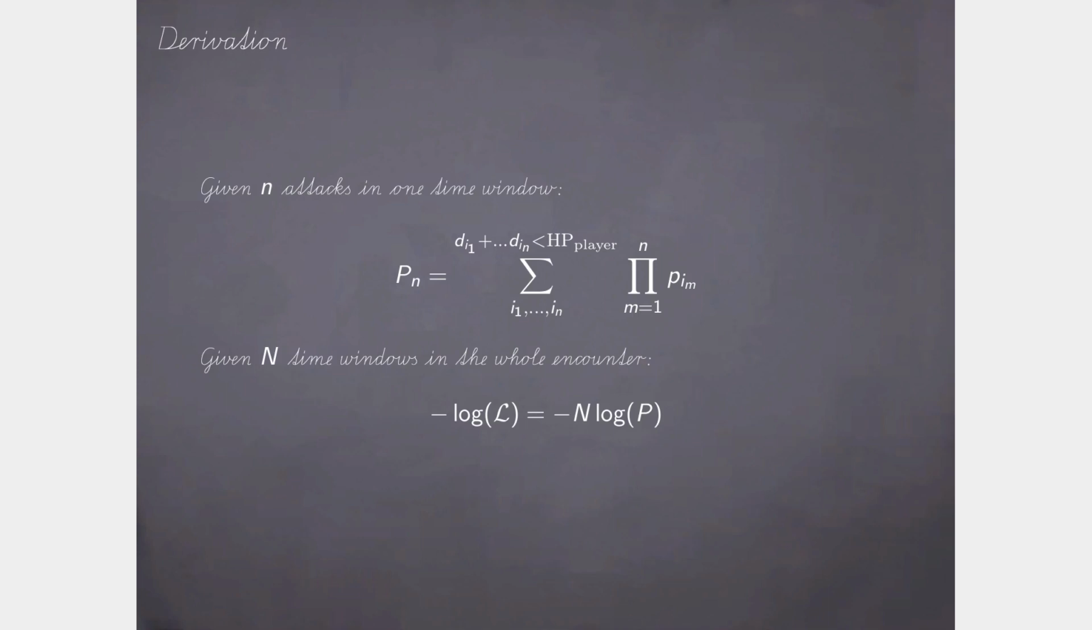Since the whole encounter can now be expressed by capital N time windows, the total chance of success or likelihood is capital P to the power of capital N. From this, the negative log likelihood follows. As you can see, we now need to estimate the time of an encounter.